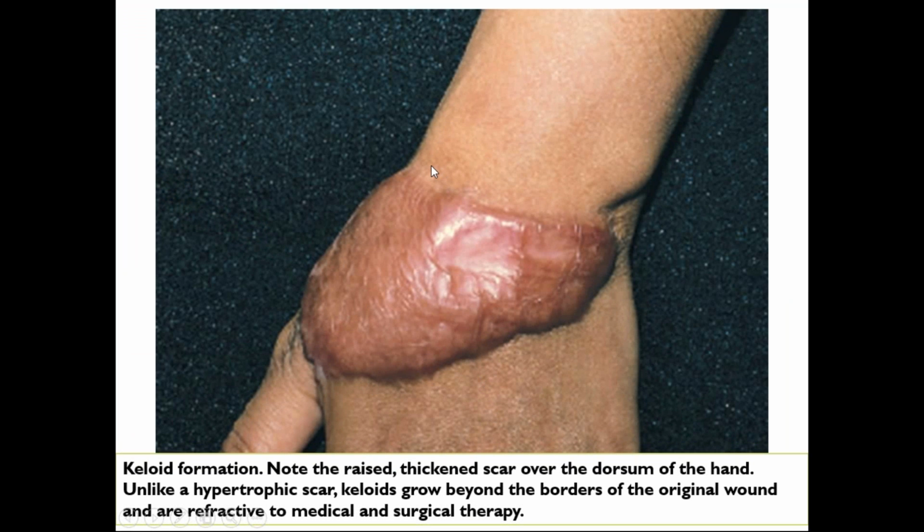So this is another picture of a keloid. You can see the raised thickened scar over the dorsum of the hand. Unlike a hypertrophic scar, keloids grow beyond the borders of the original wound and are refractory to surgical therapy. So this is the problem with keloids.